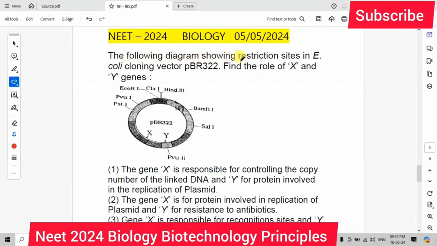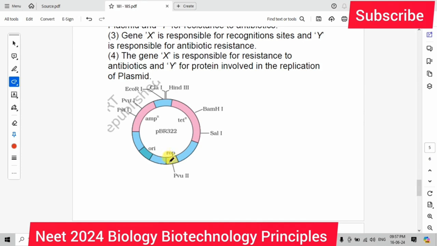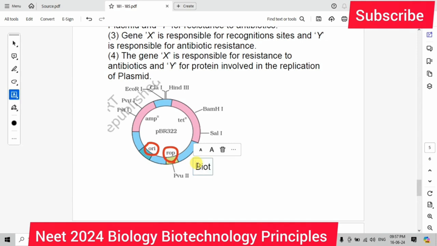The following diagram shows restriction sites in E. coli cloning vector pBR322. Find the role of X and Y genes given in the diagram below. The answer is option 1. X is responsible for controlling the copy number of linked DNA, and Y is for the protein involved in replication of plasmid. So we can see the NCERT diagram here, the origin of replication and replication of plasmids, and this is from the chapter known as biotechnology principles and processes.